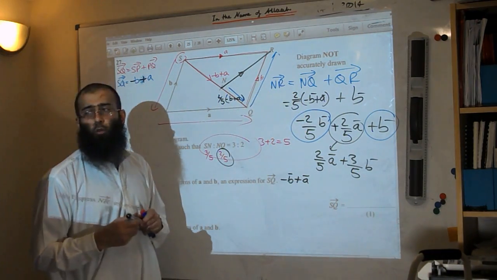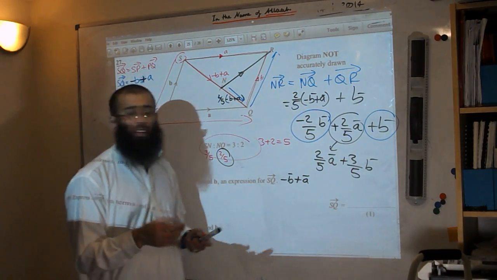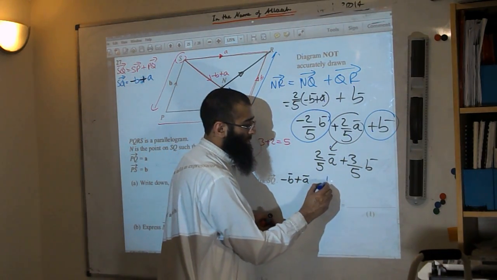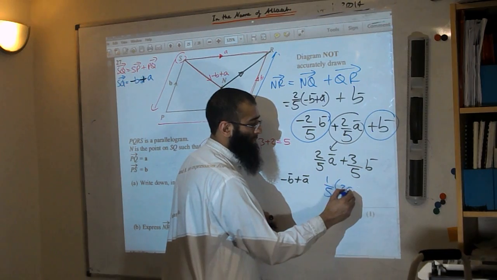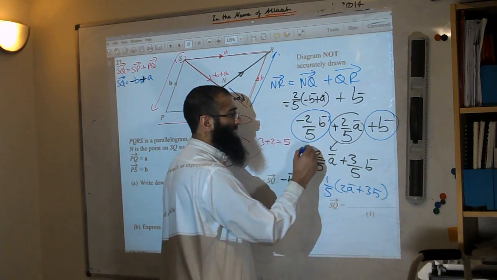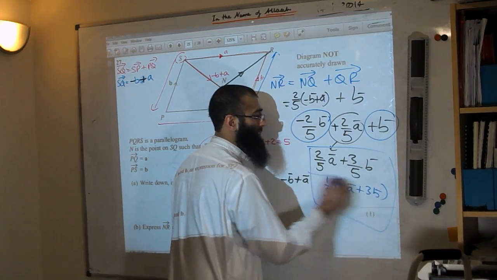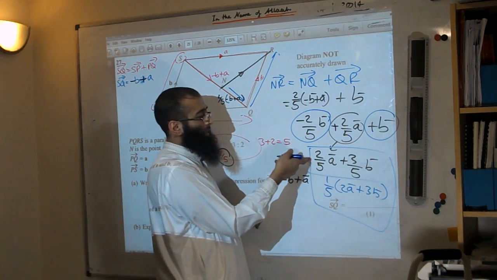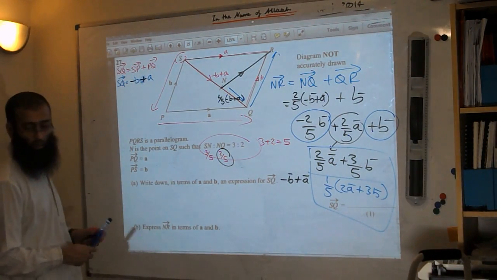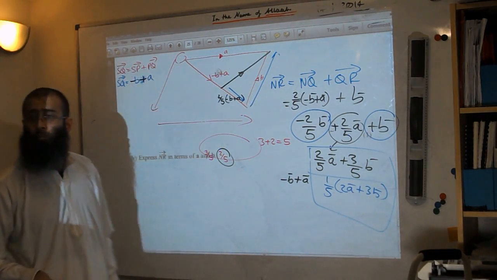Now, if you want to be smarty pants and make it look a bit more fancy, we factorize the fifth out. So these two are your possible answers at the end: this one, unfactorized, or this one. And this will do as the answer for Q to R. And that's the end of that question.